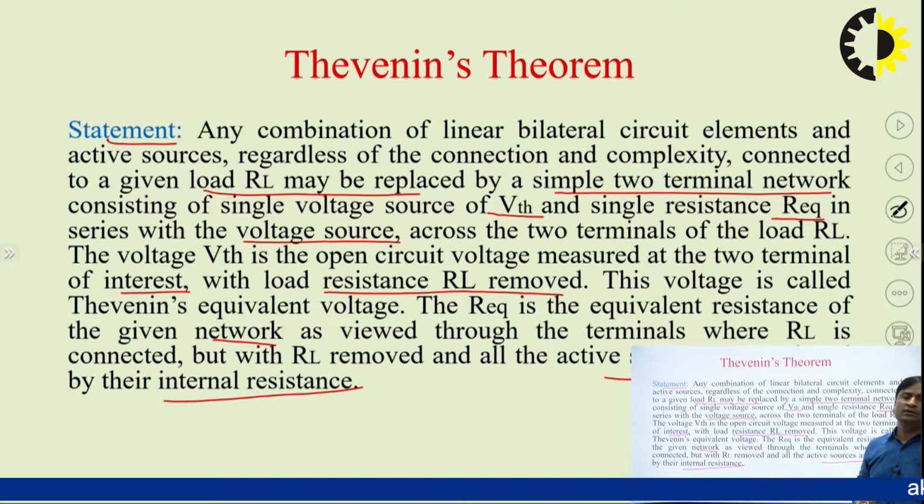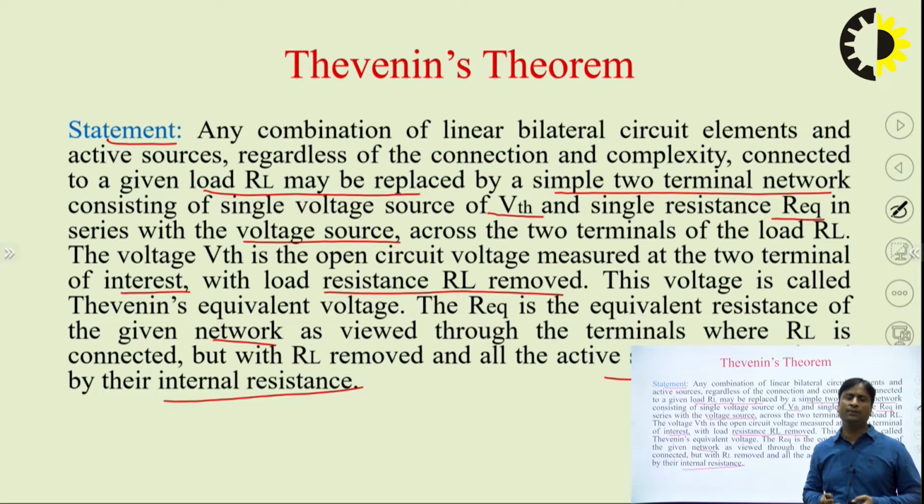If the internal resistance is not given to us, we can take it so that voltage sources are short circuited and current sources are open circuited, because the internal resistances of ideal voltage and current sources are 0 and infinite respectively.